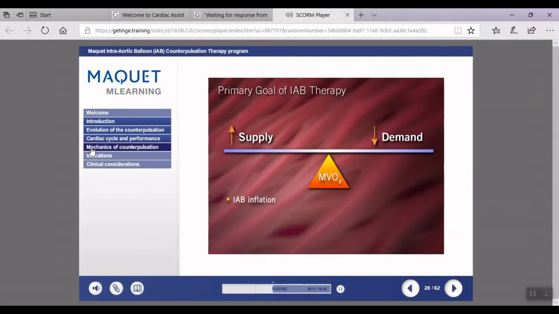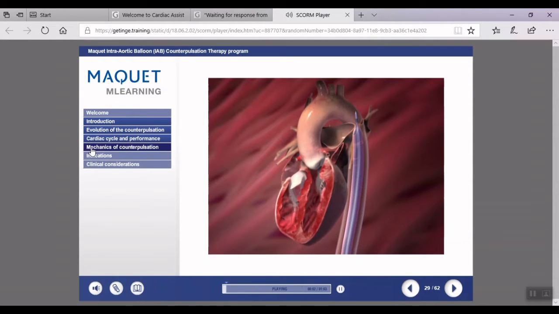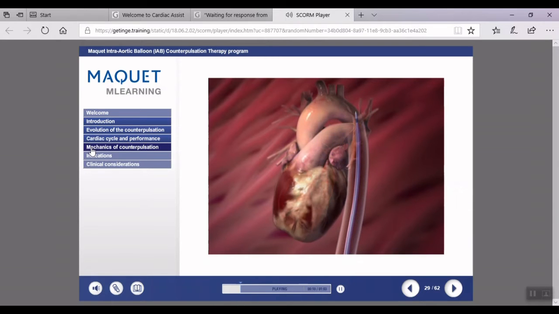Inflation of the intra-aortic balloon at the beginning of diastole increases myocardial oxygen supply. As the balloon deflates just prior to systole, afterload is reduced, lowering myocardial oxygen demand. When the balloon inflates during diastole, the left ventricle is relaxed and the coronary arteries are filling with oxygenated blood. Balloon inflation displaces blood back to the coronary arteries to improve myocardial oxygen supply and increase aortic diastolic pressure. This effect is referred to as diastolic augmentation.